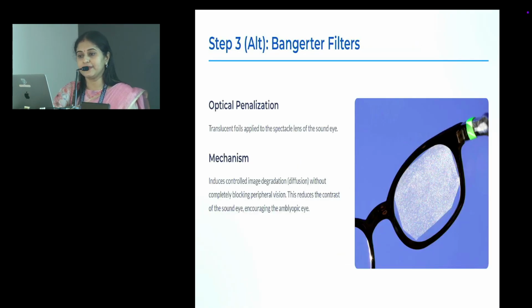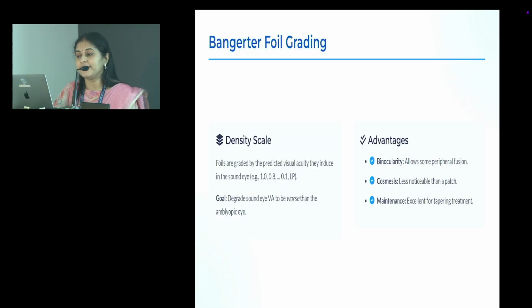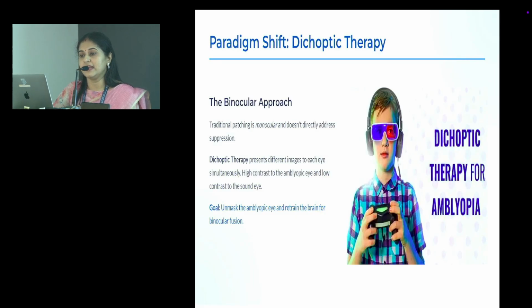Next is a Bangerter filter. The mechanism is again the same. You can put translucent foils or apply to the spectacle lens of the sound eye. It induces controlled image degradation and reduces the contrast sensitivity of the sound eye, encouraging the amblyopic eye to see. The advantages are that it allows some peripheral fusion, and cosmesis, it is less noticeable than a patch, and it's excellent for tapering treatment.